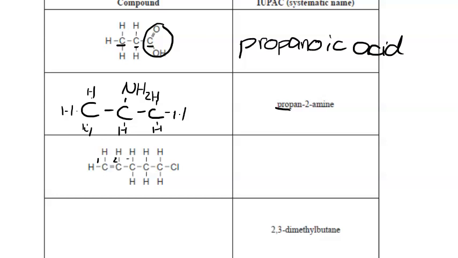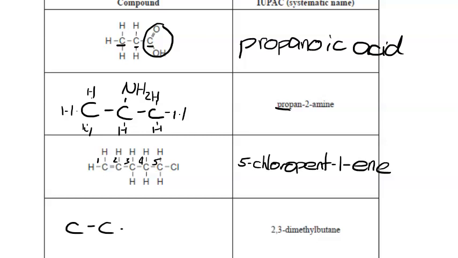So we go 1, 2, 3, 4, 5. There's 5 carbons as well, so it's going to be 5-chloropent-1-ene. Okay, then 2,3-dimethylbutane, so we've got but, 1, 2, 3, 4, 2, 3.